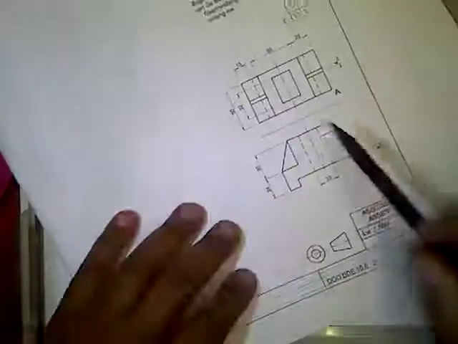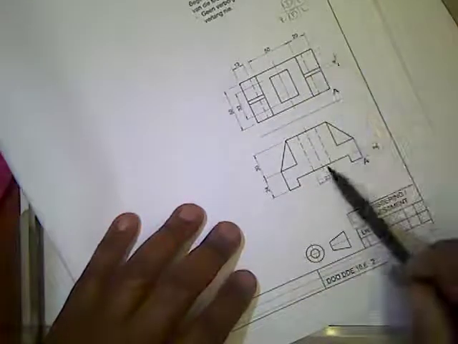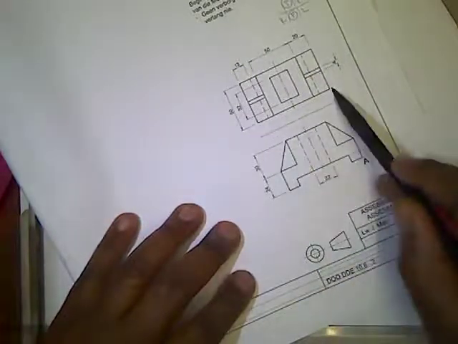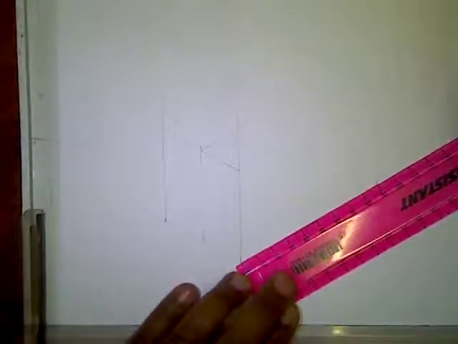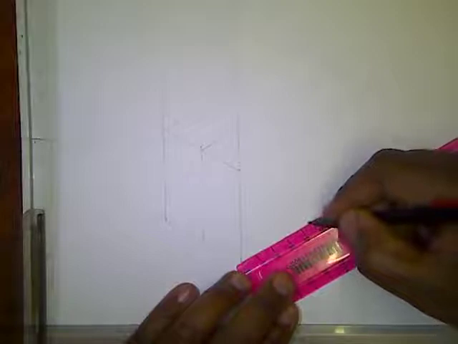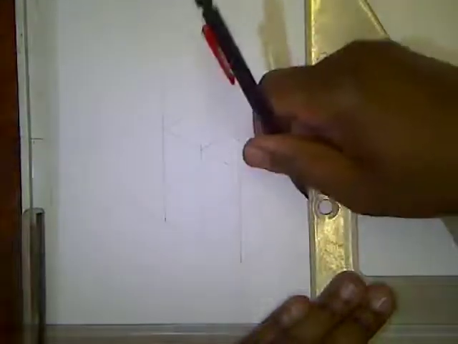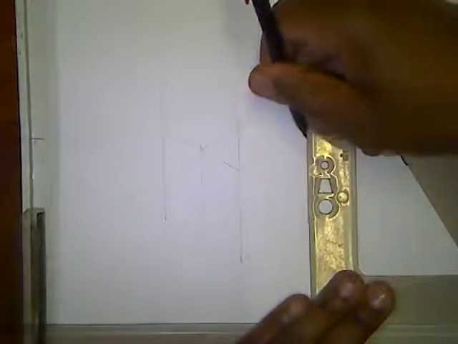Now, let's get the center on this other side here. The center of 90 is 45. And then from that 45 of ours, I'm drawing my center line. This is basically how we start doing our drawings.